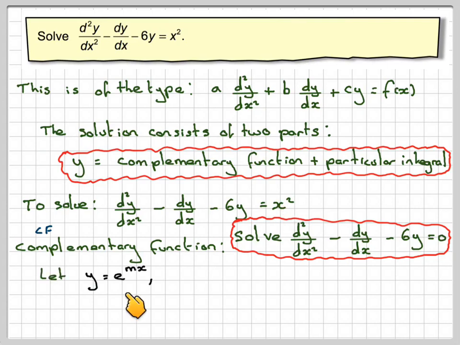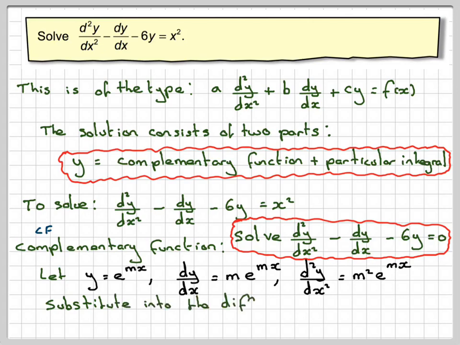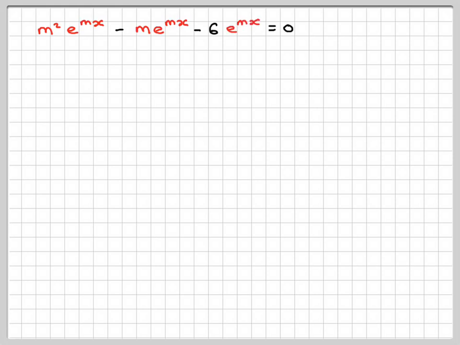So to do that, we let y be equal to e to the mx. Differentiate that, we get m e to the mx. Differentiate again, we get m squared e to the mx. Now substituting this into our differential equation equal to 0, we're going to get m squared e to the mx minus m e to the mx for the first derivative minus 6 times e to the mx, and that's now equal to 0. Right, there's a common factor of e to the mx that comes out, and we're left with m squared minus m minus 6 is equal to 0.